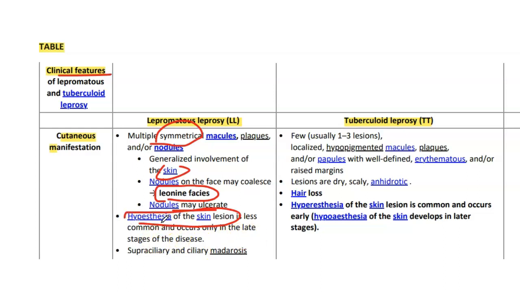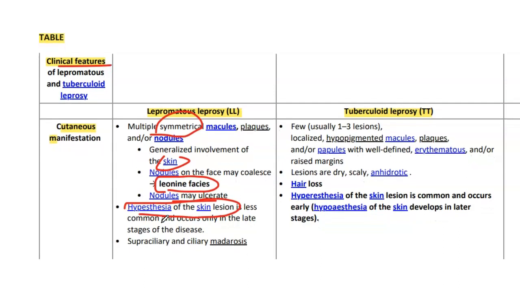Hypoesthesia means that there will be a decreased response to sensory stimulation like pain, touch, and temperature. There will be supraciliary and ciliary madarosis, which is loss of eyebrows or eyelashes. While in tuberculoid, we will have few, usually 1 to 3 lesions, which will be localized, hypopigmented macules, plaques, and papules. So these will be hypopigmented with well-defined erythematous and raised margins.